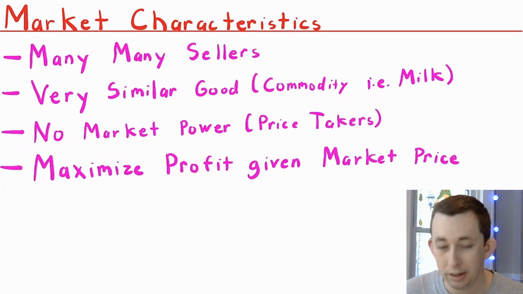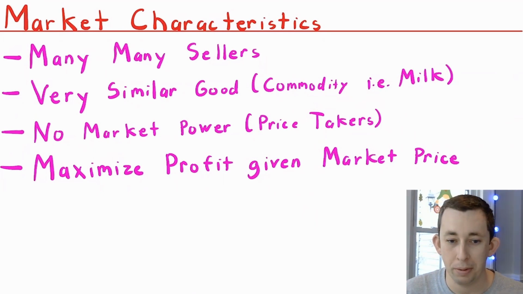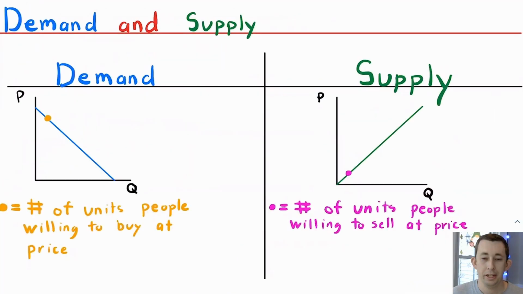In that milk market or in any perfectly competitive market, there is no market power by any of the firms. They're price takers, and each firm is maximizing their profit given the market price, or the price that prevails in the market. The perfectly competitive market is going to involve our friends, the demand and the supply curve. So let's just go over those super briefly and think about what it means.